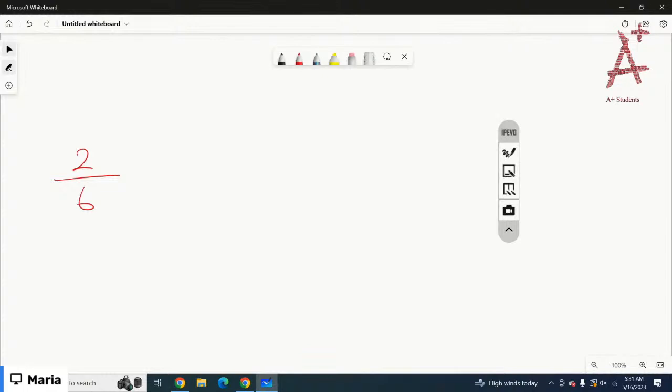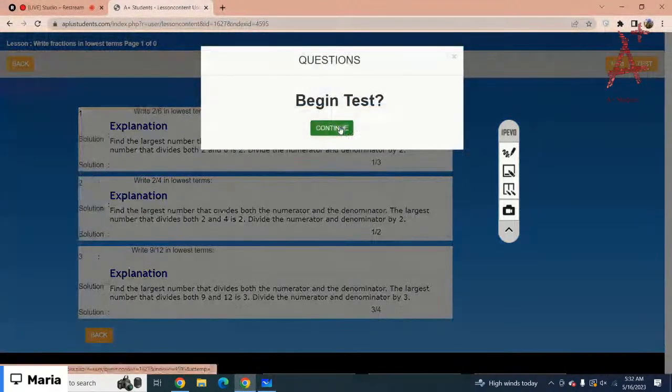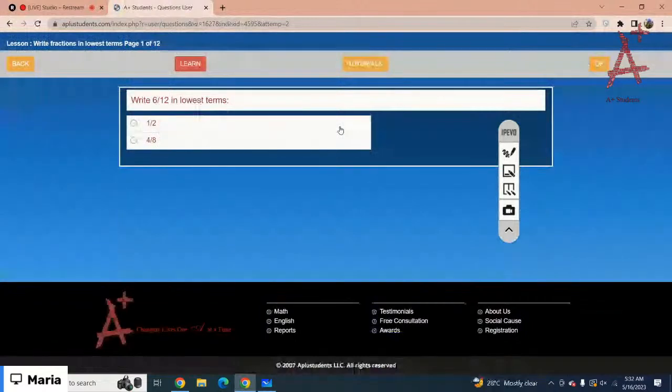Just look for the table that has both 2 and 6. It would be 2. Just divide them by 2. 2 times 1 is 2 and 2 times 3 is 6. Got it? So it would be 1 over 3. Got it? You have to divide the fraction by a common number. This way you can convert it into the lowest form.